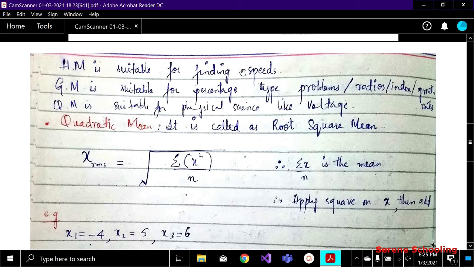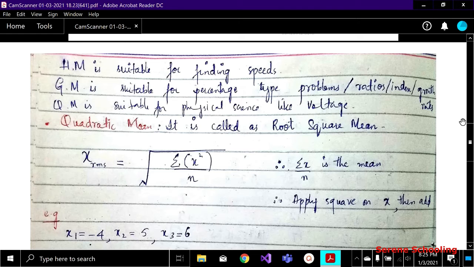If anything related to percentage type problems or ratios, index, growth rates is given, then you have to take the geometric mean. And if something from physical science, like voltage and watts and those types of things, is given in the problem, then you go for the quadratic mean. You must know this, this is very important.